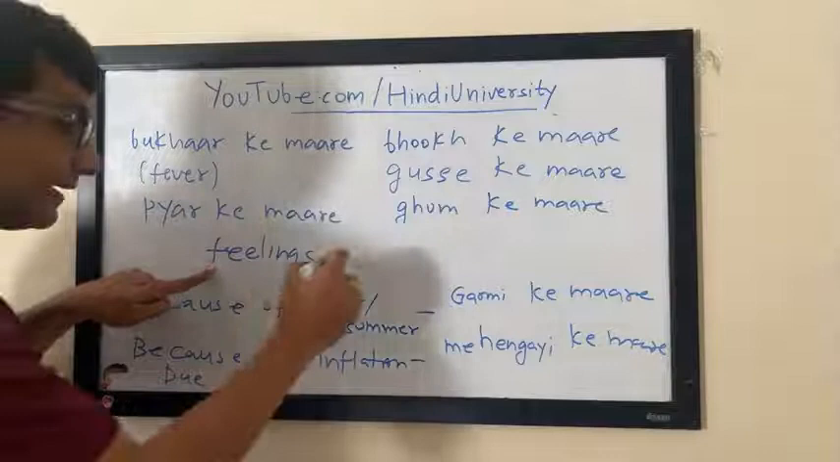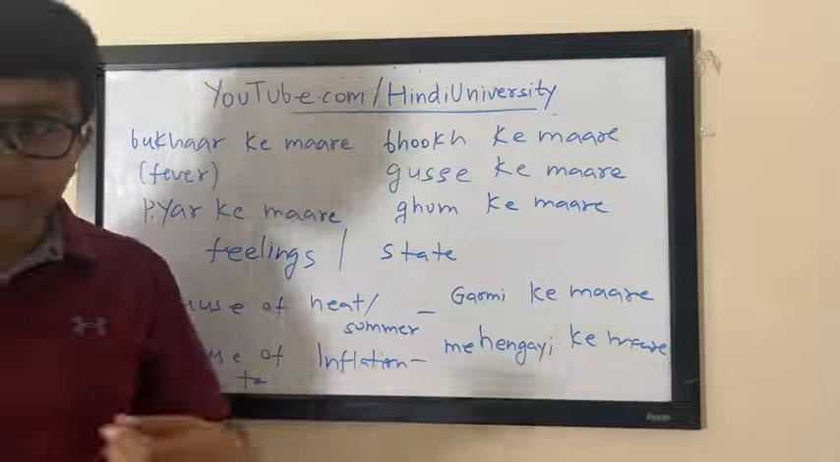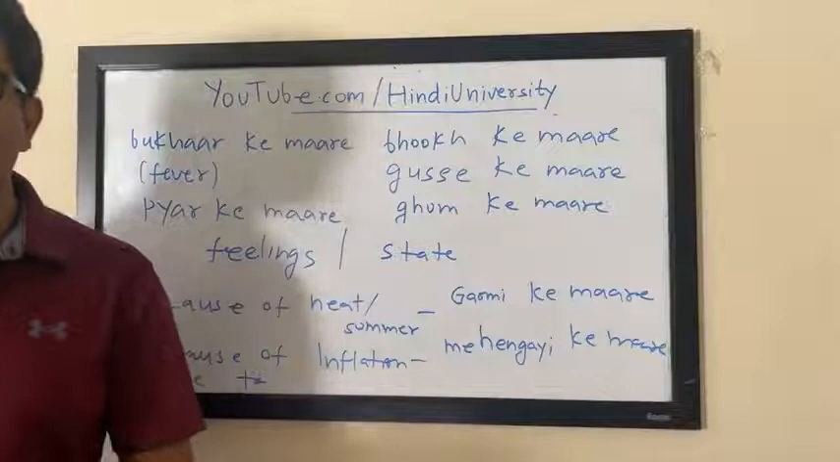You also said state is bhook ke mare. Okay, garibi ke mare, mehngai ke mare, right? Garmi ke mare, right? These are states of someone experiencing those situations, right? Pyar ke mare. So those are good, at least common buckets you can think of. Now let's make some sentences, right?